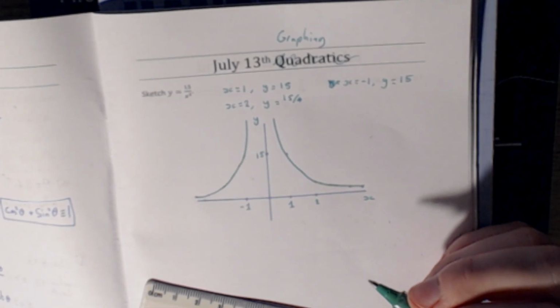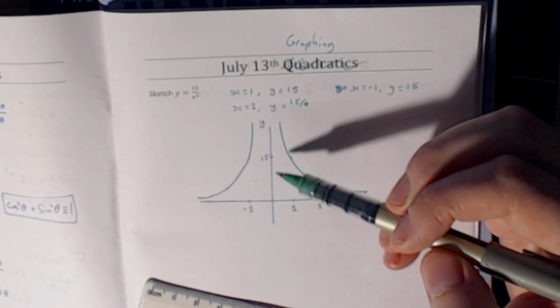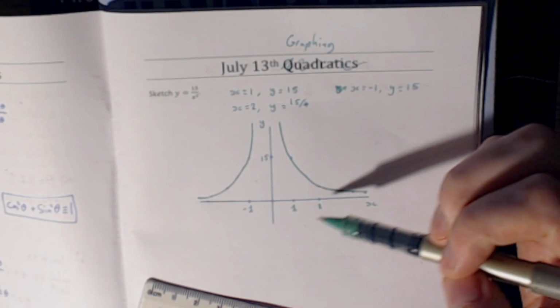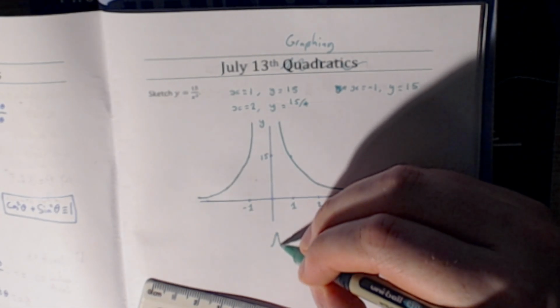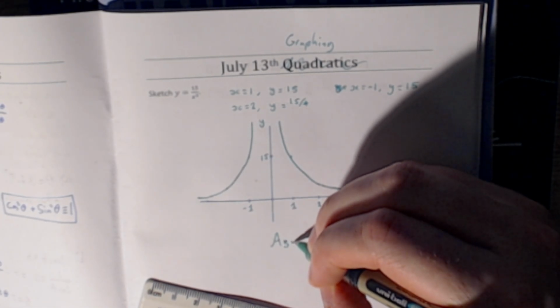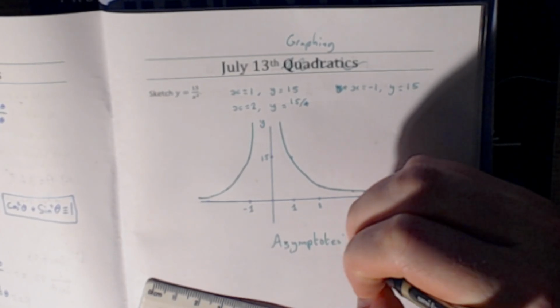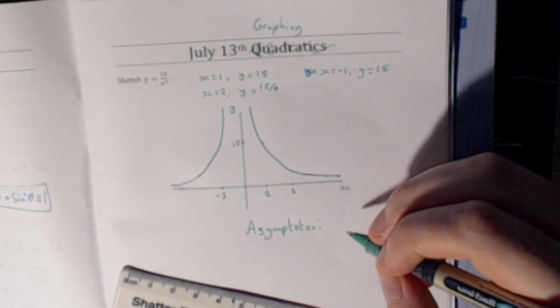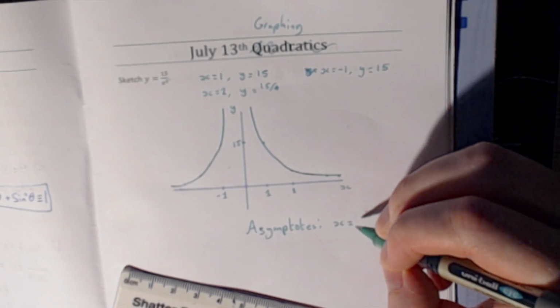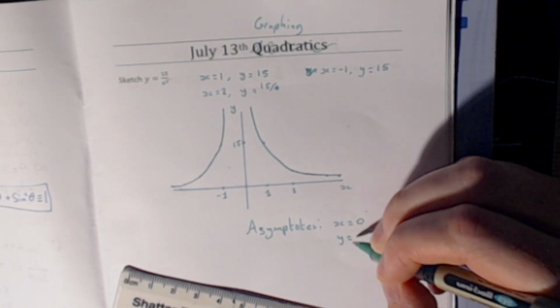And what we would call this y-axis, where we never quite meet it, and this x-axis that we never quite meet, these are our asymptotes. There we go. And those asymptotes are x is equal to 0 and y is equal to 0.